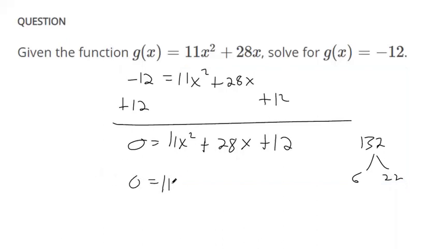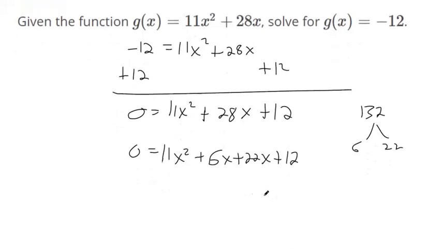So we can rewrite this middle term. Instead of saying plus 28x, we can say plus 6x plus 22x. That's the whole reason for picking that special pair, because now if you factor by grouping, you'll have this quadratic factored.